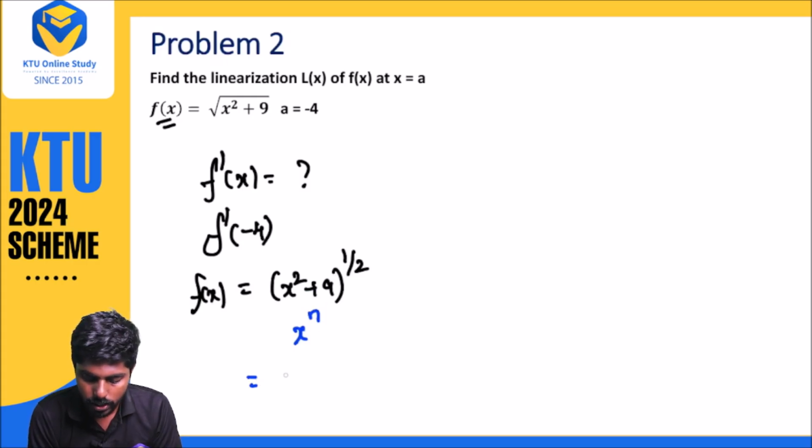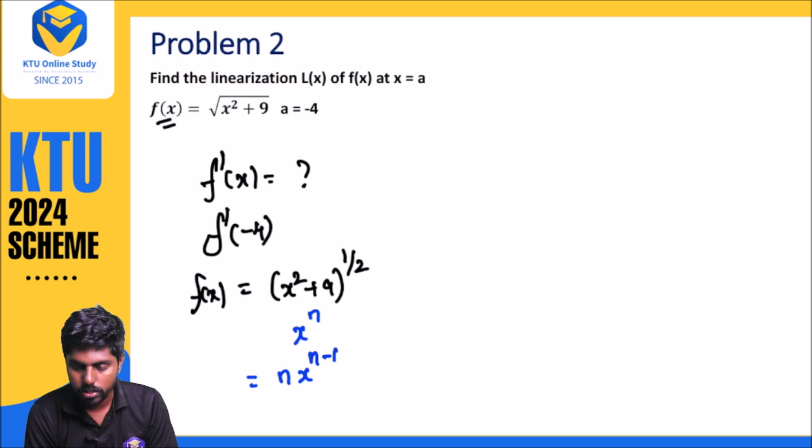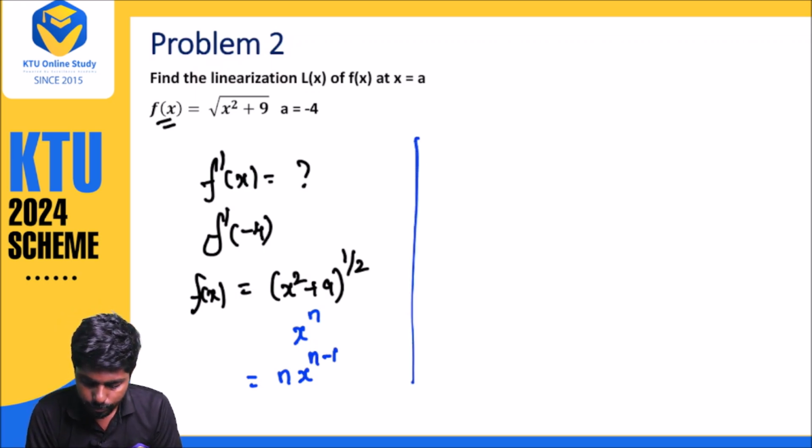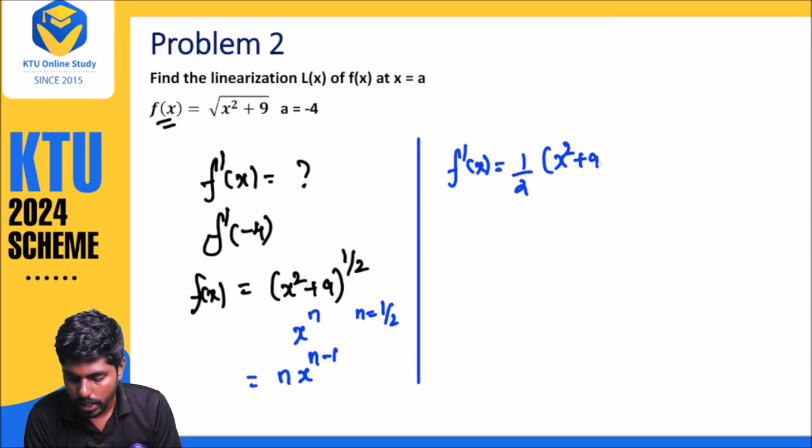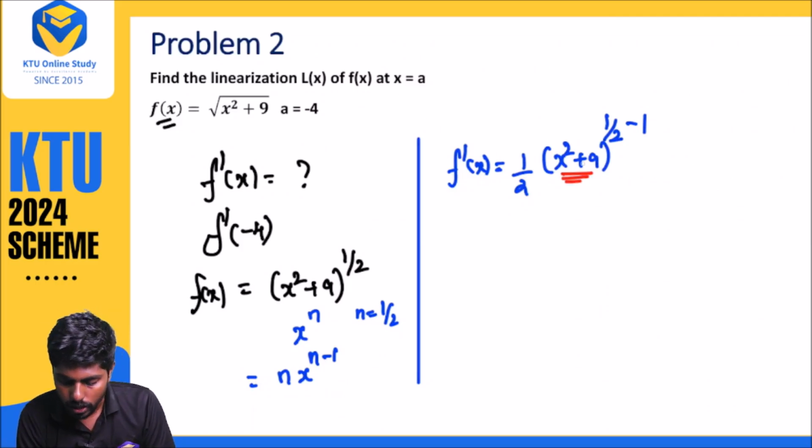So what is the formula? That is n into x power n minus 1. So f dash of x is equal to n, and n is equal to 1 by 2. So 1 by 2 into x square plus 9 to the power 1 by 2 minus 1. So the chain rule applies. Now x square is pending. After completing this, what is pending? X square. When x square is differentiated, we will get 2x.